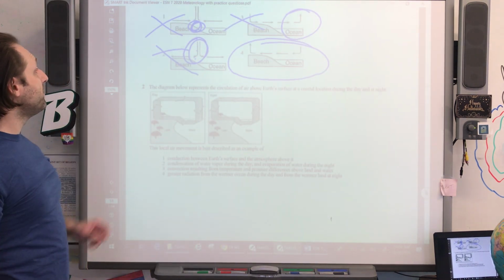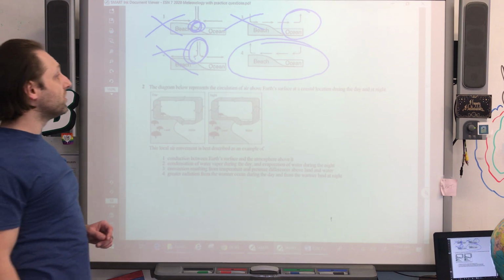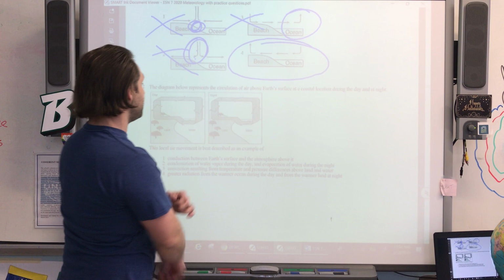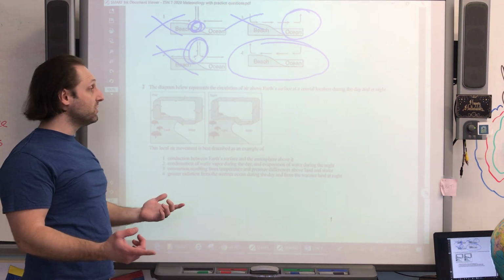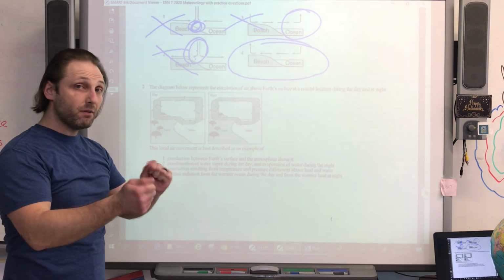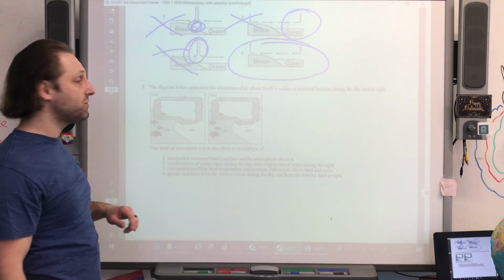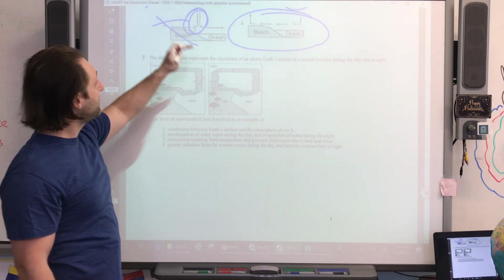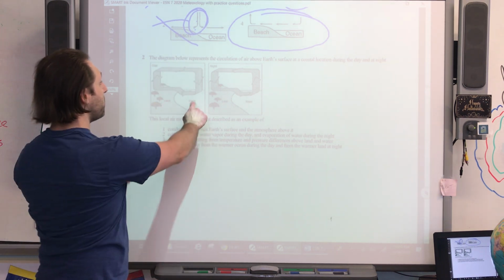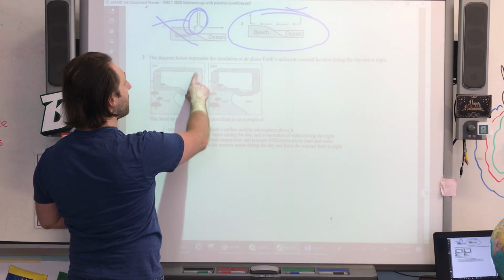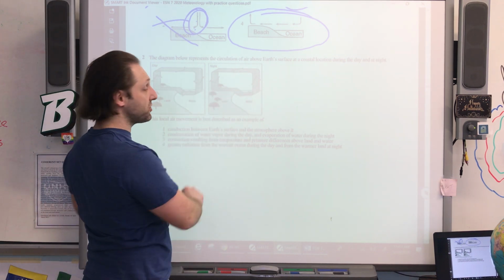All right, the diagram below represents the circulation of air above Earth's surface at a coastal location during the day and at night. So day and night, we're dealing with sea breeze and land breeze. If you maybe flashcarded those things or you went back into your notes. So the diagram here is daytime, here is nighttime, land, water, same location. But notice that the arrows are going in a different direction.